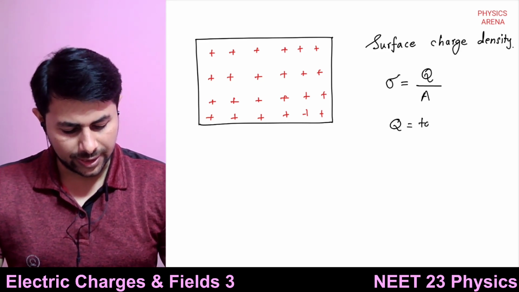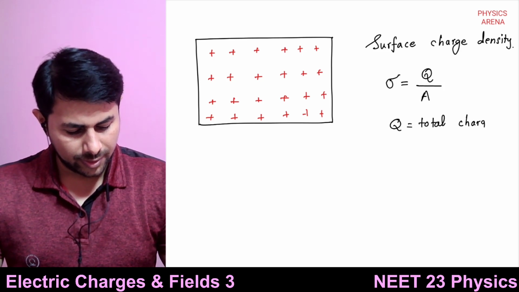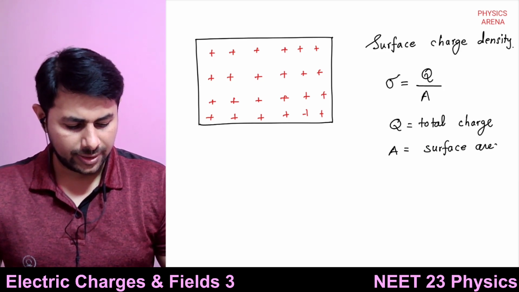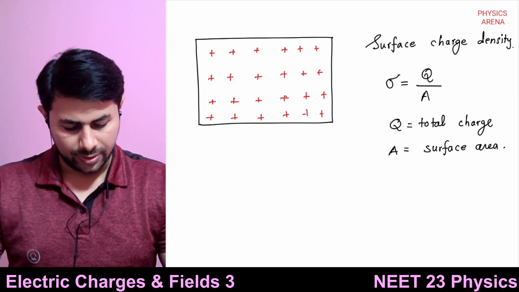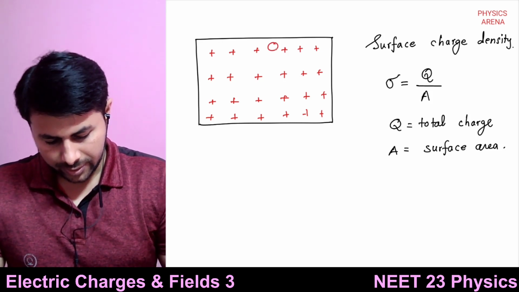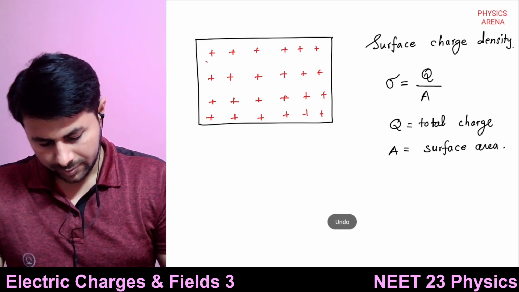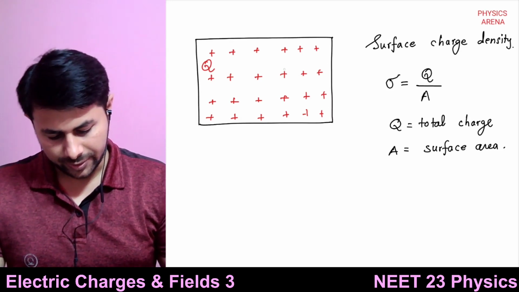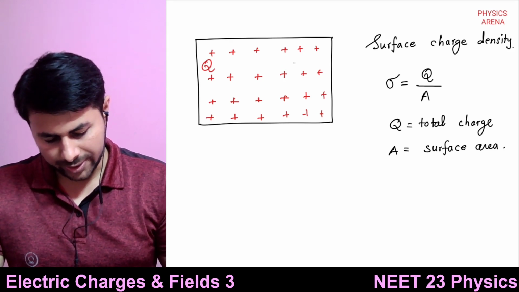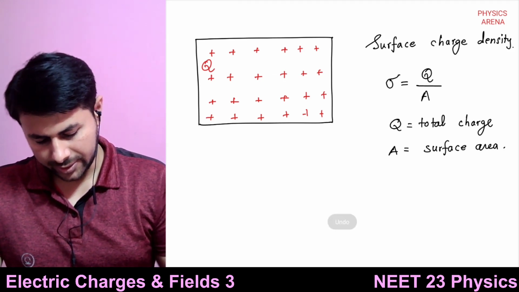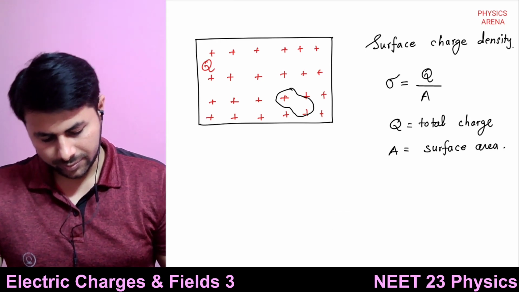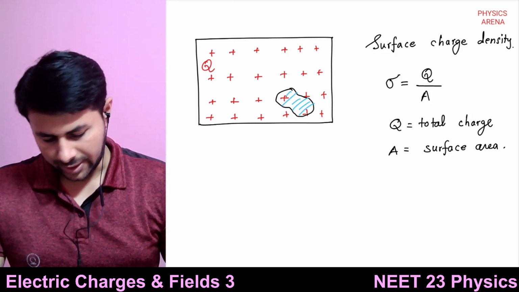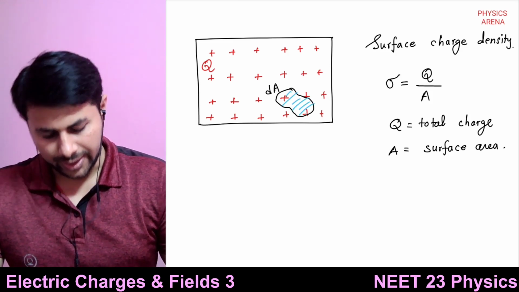So Q is the total charge and A is the surface area, the surface area of this rectangle. Then if I want to find out the charge on any small section, if I consider any small section like this, suppose the area of this small section is dA.